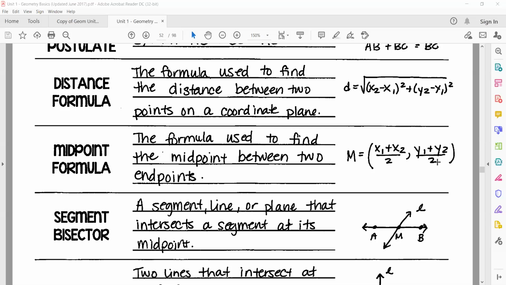The harder sort of problem to solve is when they give you the midpoint and one of the endpoints, and you have to find the other endpoint. We'll work through some of those fairly soon.